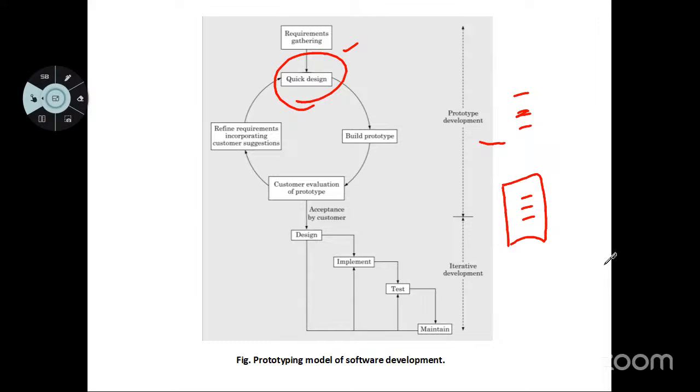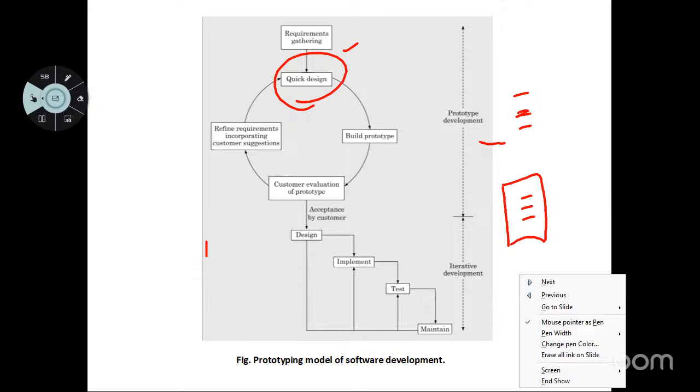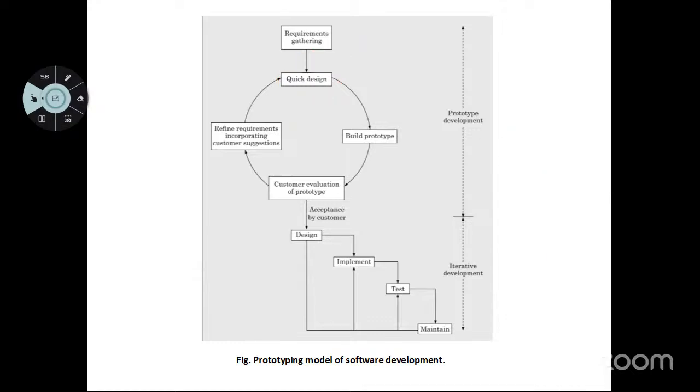If the customer is giving any kind of suggestions, again you are going to go for the modifications in your design, that is your prototype. Then the process is going to be iterated. That is, you are going to show it again to the customer. Then he is going to give the suggestions or he is going to accept. Once the customer accepts, then they are going to go for the design, implementation, test, and maintenance. Okay. So you can draw this later. So this is the prototyping model of software development. You can take the diagram.